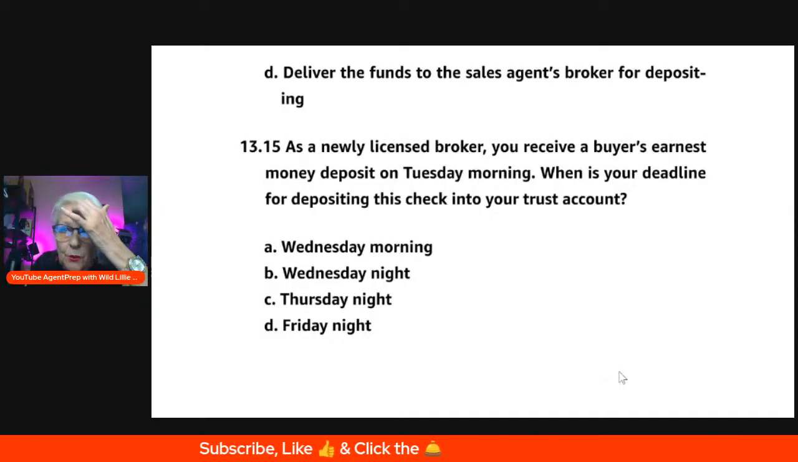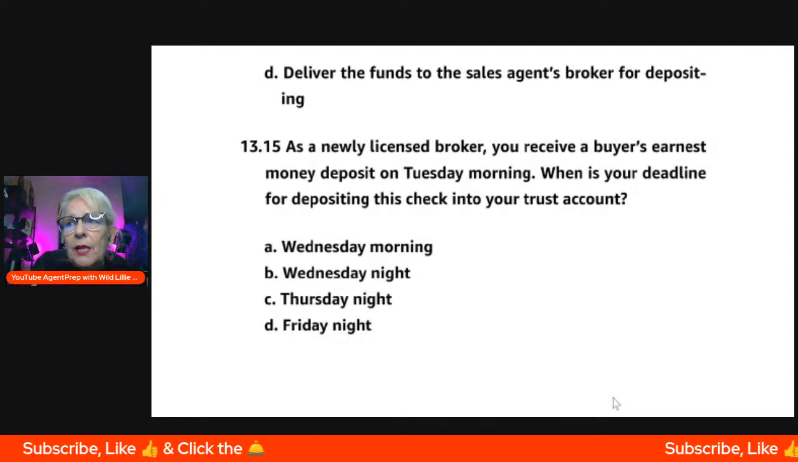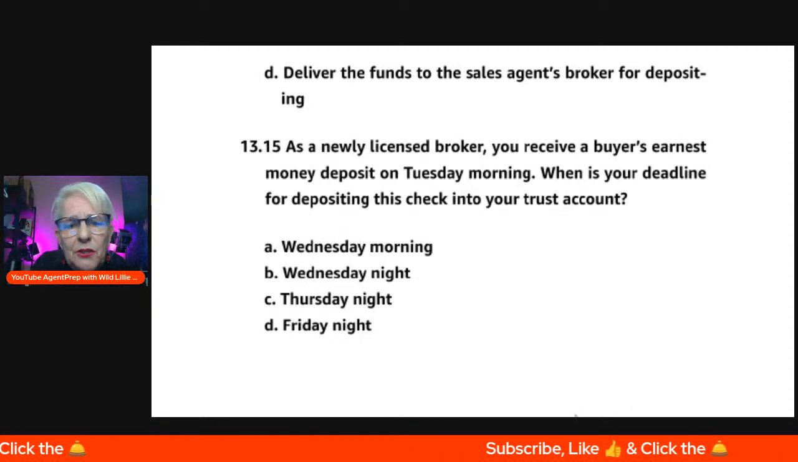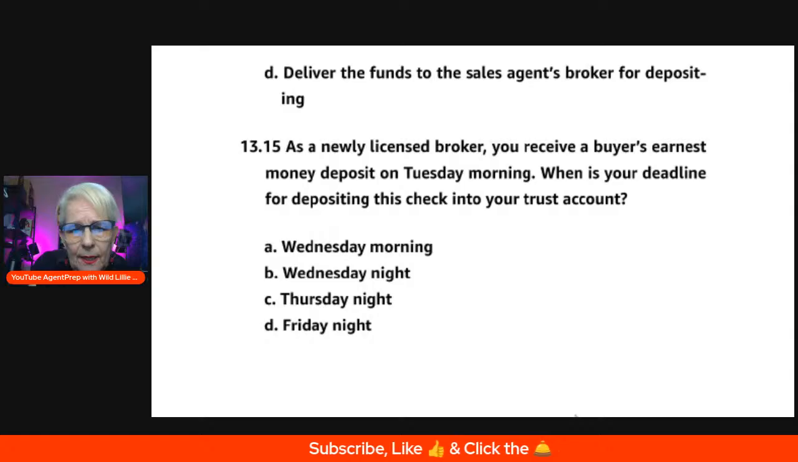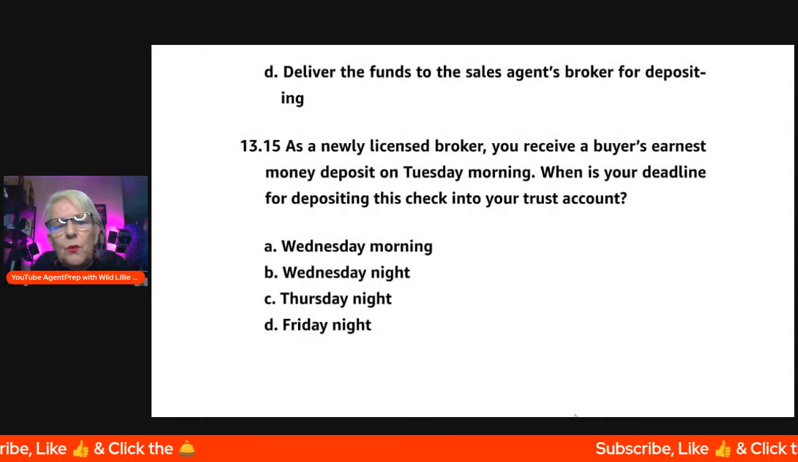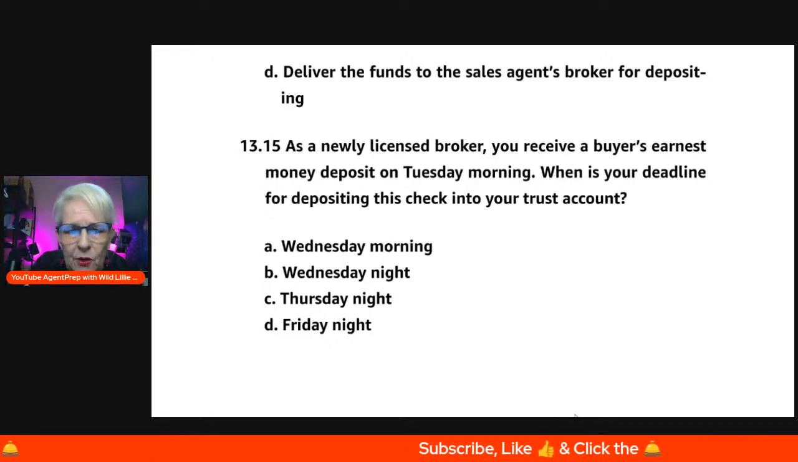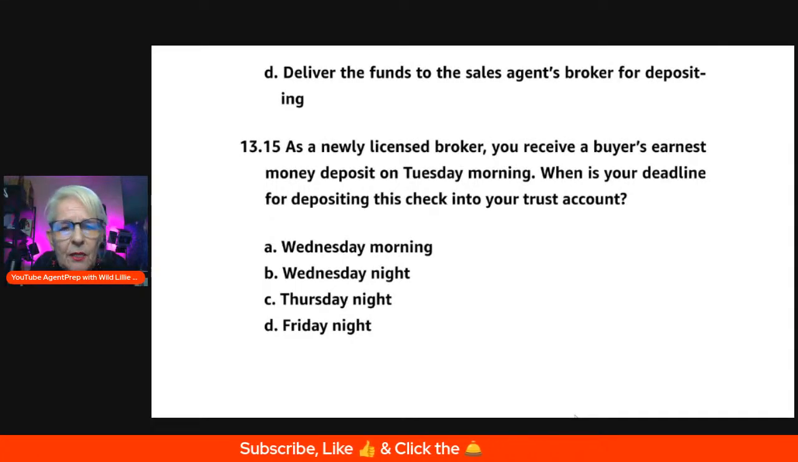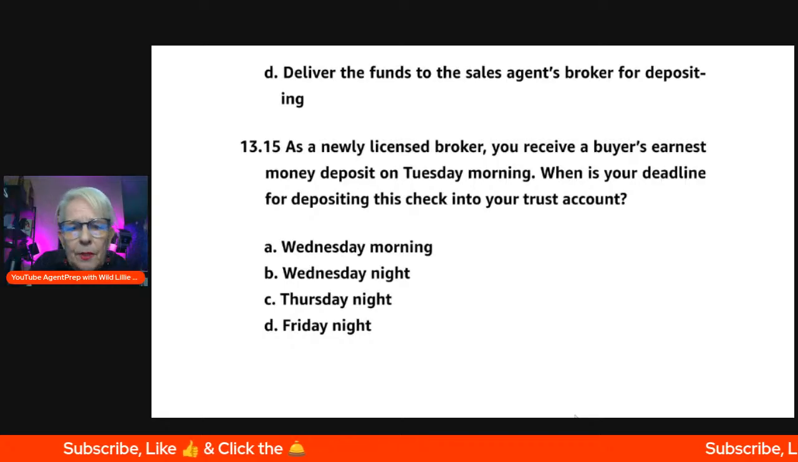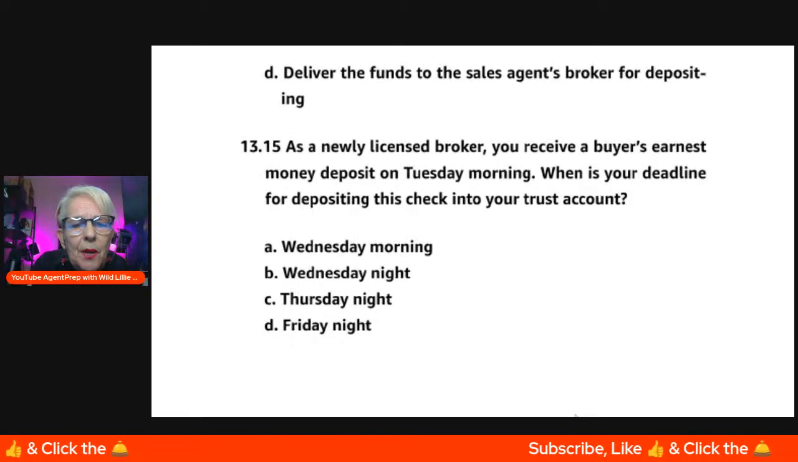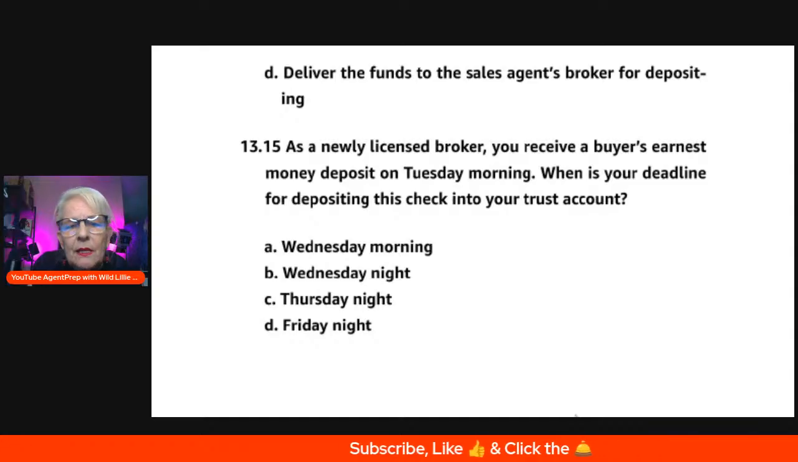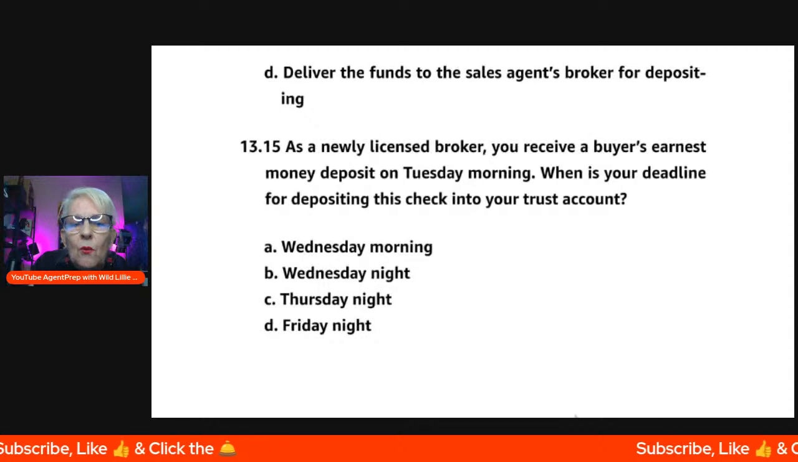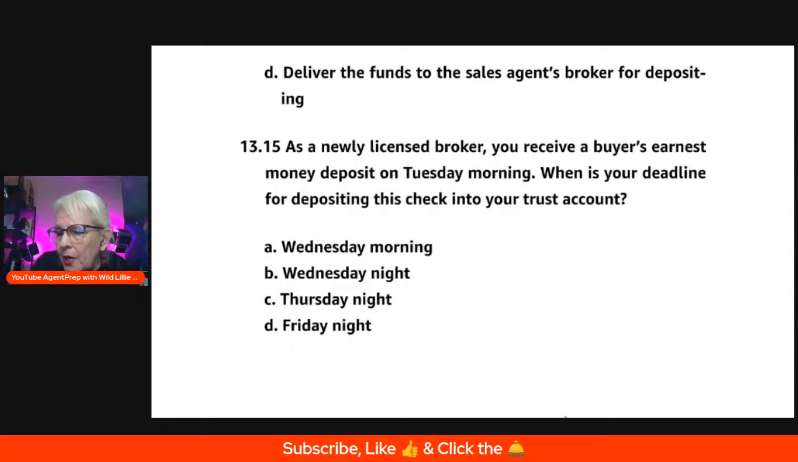Number 15, hopefully you understood that. As a newly licensed broker, you receive a buyer's earnest money deposit on Tuesday morning. When is your deadline for depositing this check into your trust account? So this is when licensed brokers are still taking in earnest money. A, Wednesday morning. B, Wednesday night. C, Thursday night. D, Friday night. So what is the correct answer here?